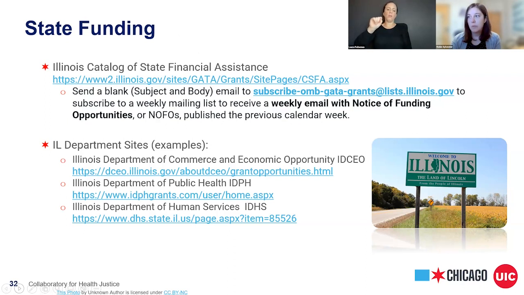Okay, so moving along from federal search tools, other government entities also have their own search tools. I've listed the Illinois Catalog of Financial Assistance. It's nowhere near as sophisticated as grants.gov, but it's a place to search across multiple state agencies. I find the weekly email list to be very helpful to see what's been posted and easier than trying to navigate the full list. Like federal agencies, some state agencies have their own grant sites, and I've listed a few here. Next slide.